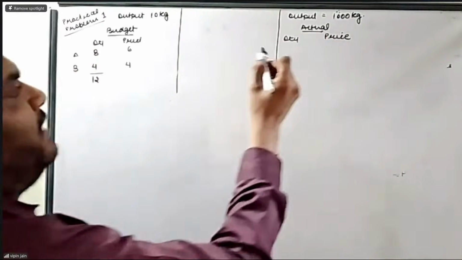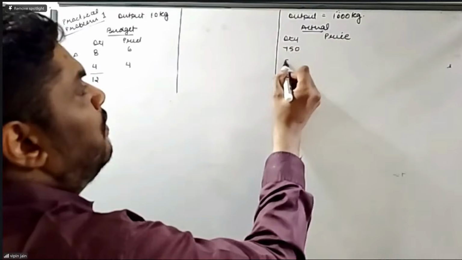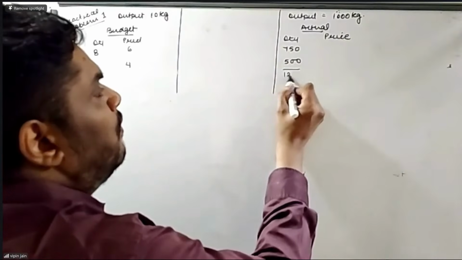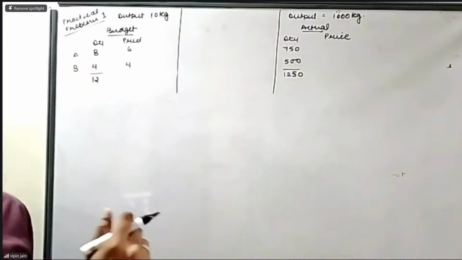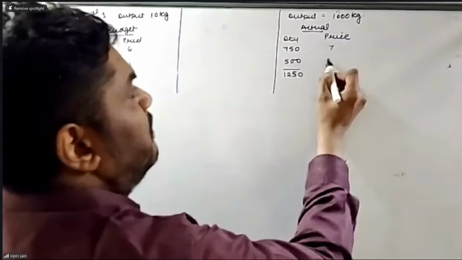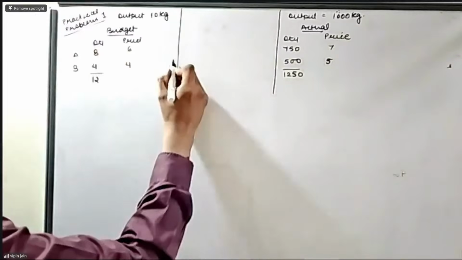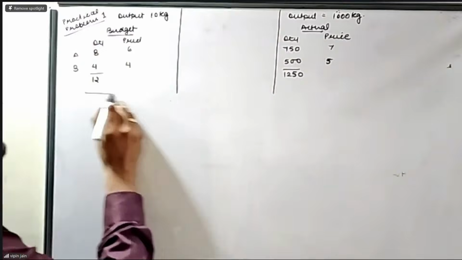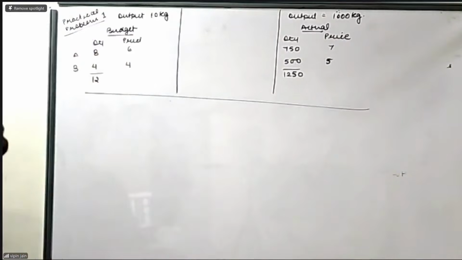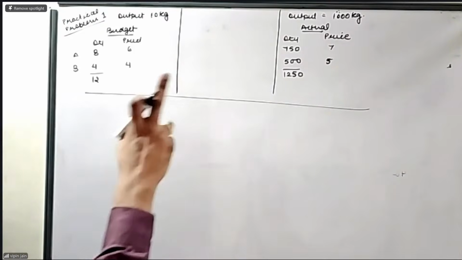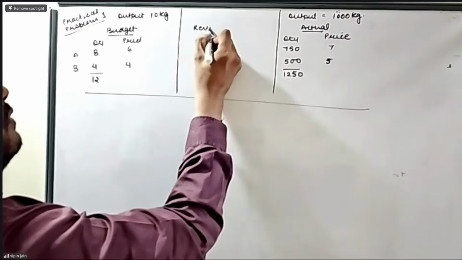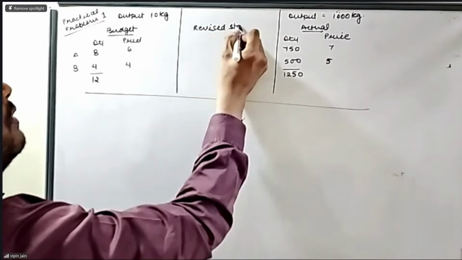The actuals are 750 and 500. Price is 7 and 5. Okay, my question to you, Anil: are these two figures comparable? Yes or no? No, sir. Why? Because budgeted output is for 10 kg and the actual output is for 1000 kg. So now we have to prepare what? Revised standard.